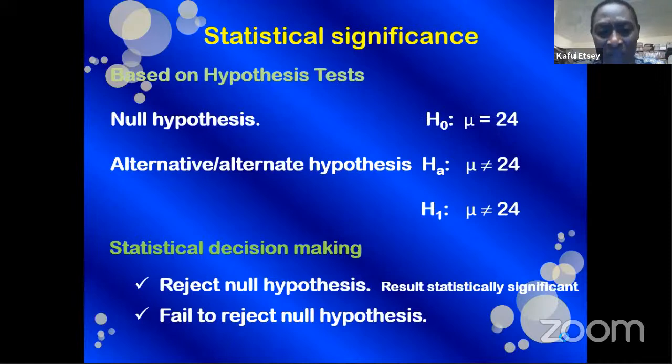Or we say we failed to reject the null hypothesis. So in hypothesis testing, we take one of these two decisions: rejecting the null hypothesis or failing to reject the null hypothesis.